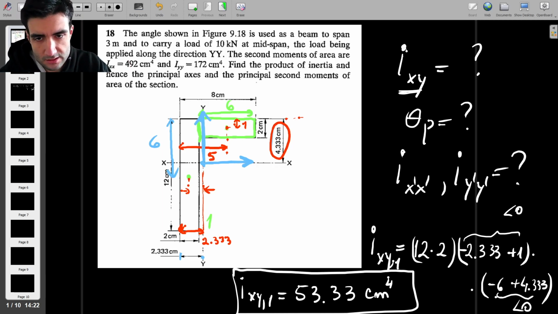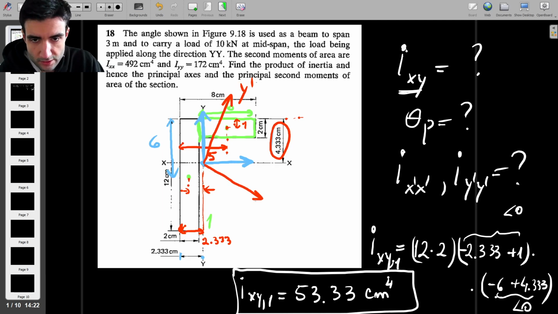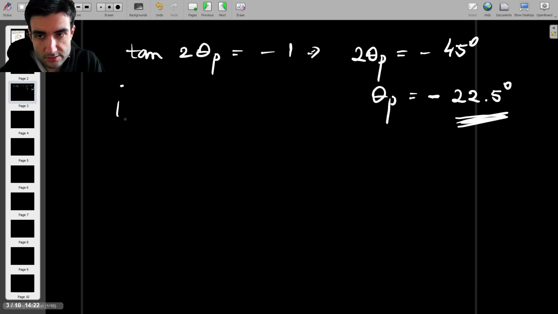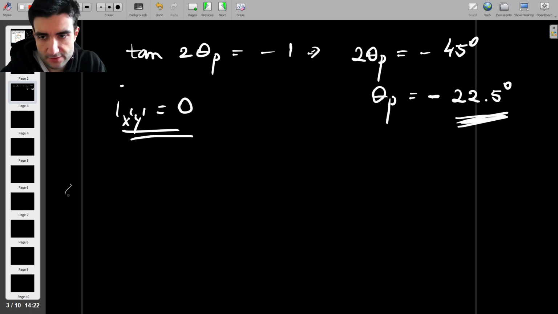So the principal axes are going to look something like this. So this is going to be y prime, and this is going to be perpendicular to y prime, x prime, approximately, right? So this angle is 22.5 degrees. So about this set of axes, we will have no product of area. So the new Ix'y' will actually be equal to 0. So let's find I min and max using the usual formula.